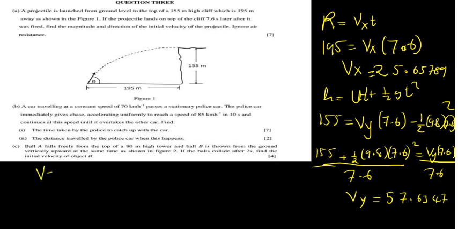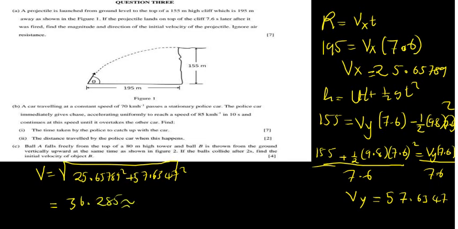Velocity is given by the square root of the x component squared plus the y component squared. So the x component, 25.65789 squared, plus the y component, which is 57.6347 squared. That is going to give us a velocity of 36.285, which we can just say 36, or 36.3 meters per second to one decimal place.